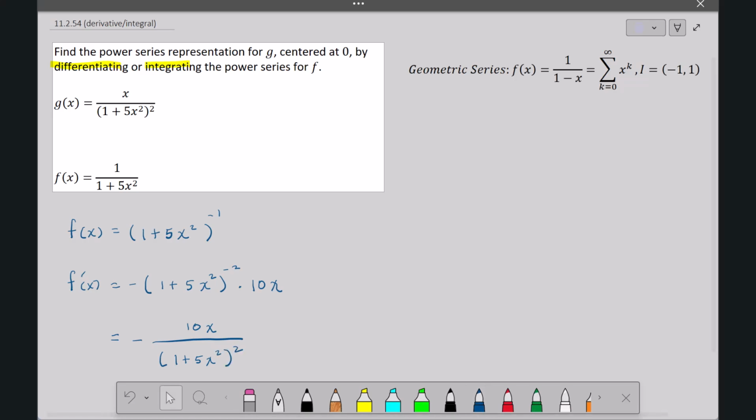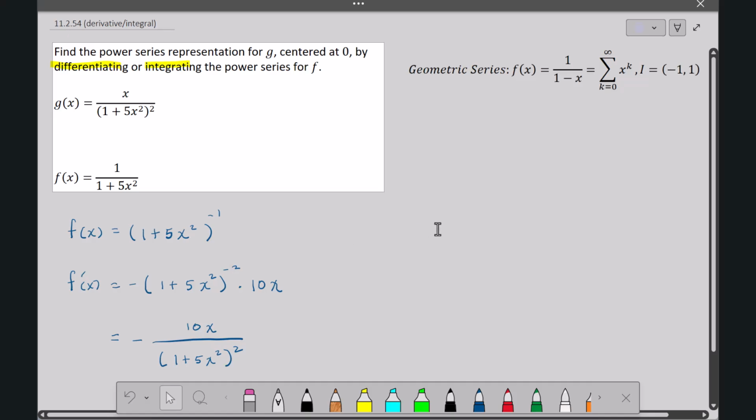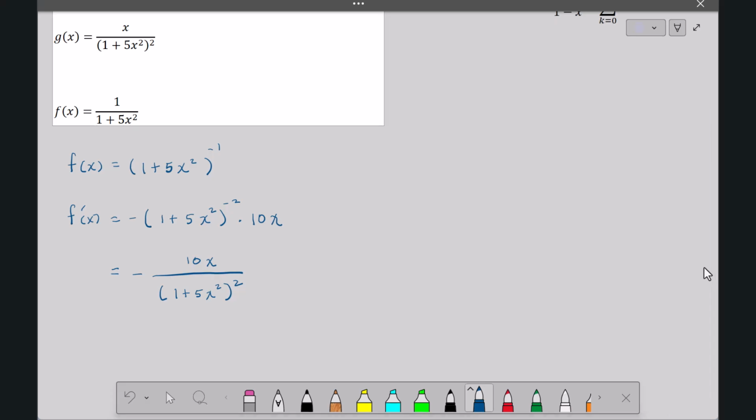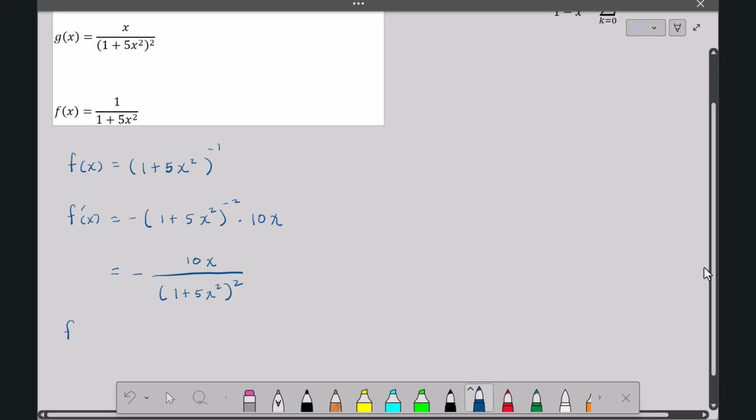Now when we look at that, our goal is to get to G. And to get to G, which is right above, what we notice is that the only difference is the -10. So what we're going to do is divide both sides by -10. So if we divide both sides by -10, we now have, on the right-hand side here, exactly G.